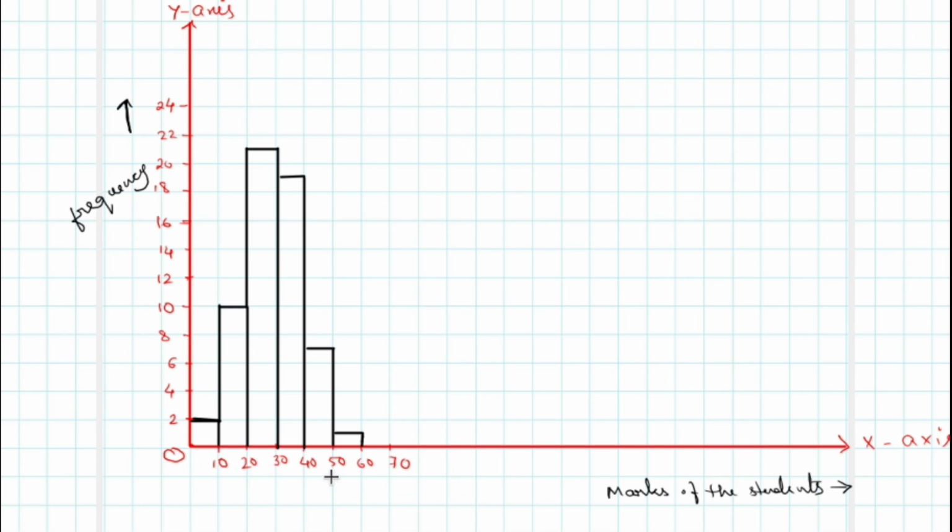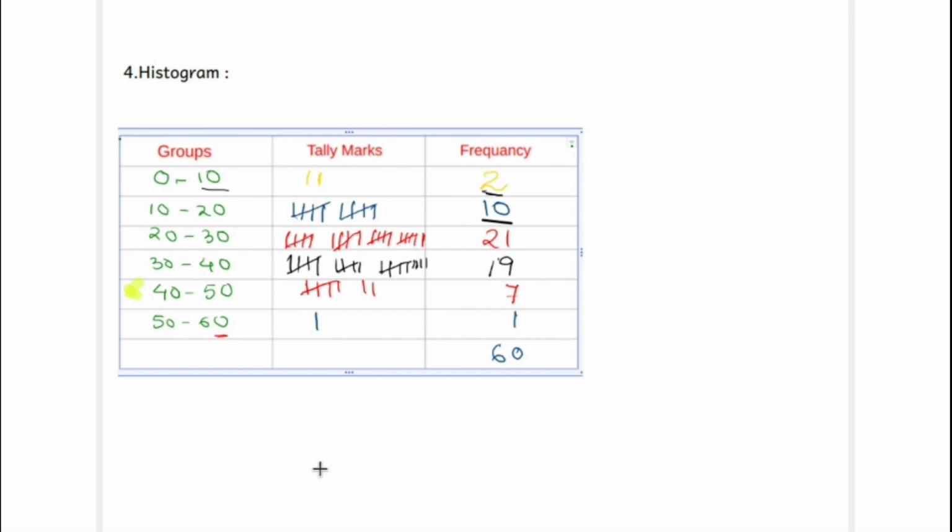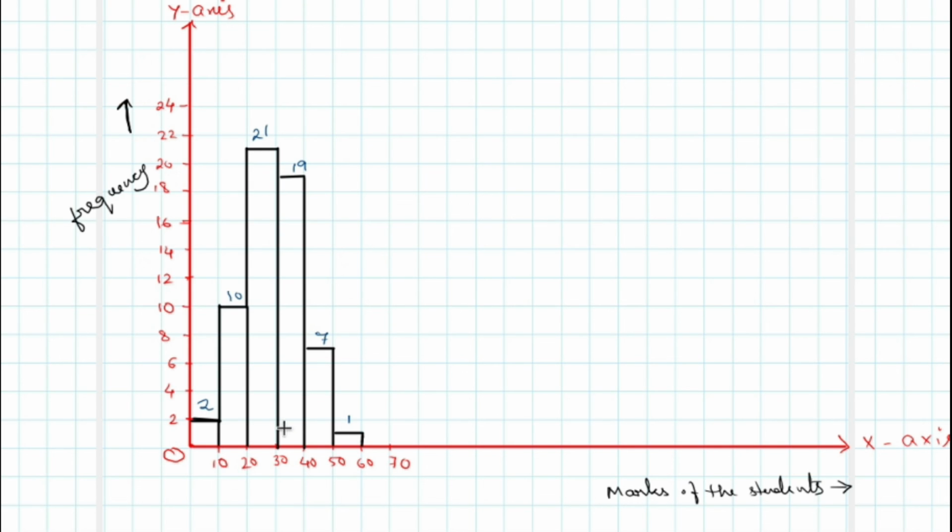Okay, now see, we have completed our histogram. So here we can write the values: this is 2, this is 10, this is 21, it is 19, here it is 7, and here it is 1. Okay, now see, finally we have drawn our histogram. Let me first complete this histogram, then I will tell you the difference between a bar graph and a histogram.